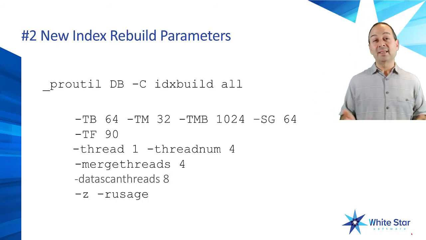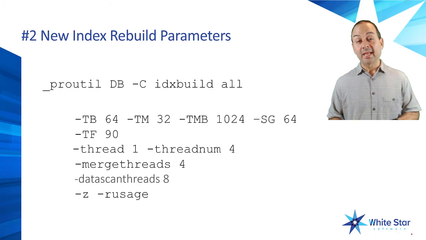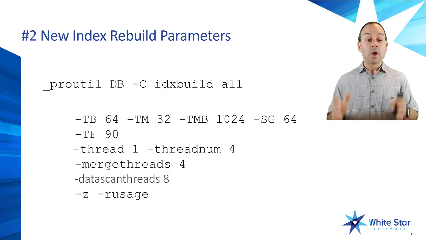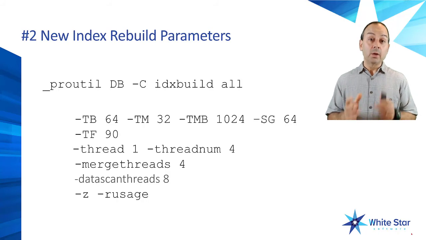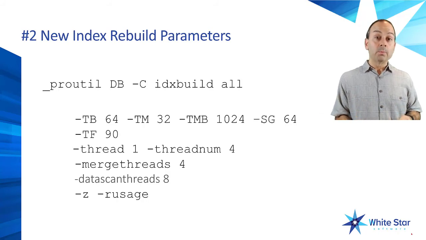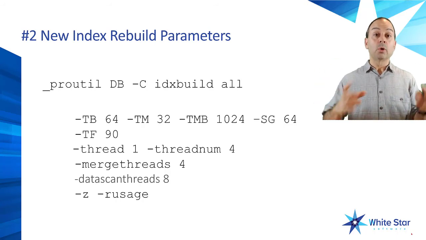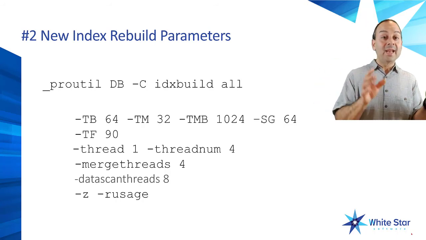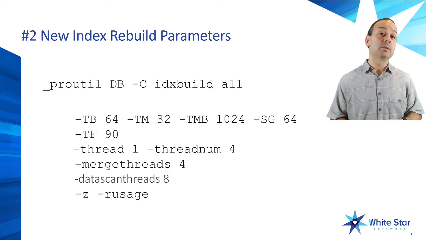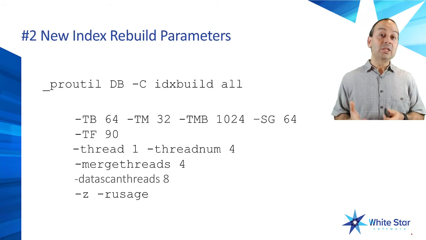Modern systems have 64, 128 gigs of RAM. So you're essentially eliminating all disk I/O while you're doing your index rebuild. The only disk I/O you're doing is reading the keys out of the table. You're doing all of the sort and merge in memory, and then at the end you write the index to disk. So you minimize your disk I/O as much as possible, and you do as much as you can in memory.